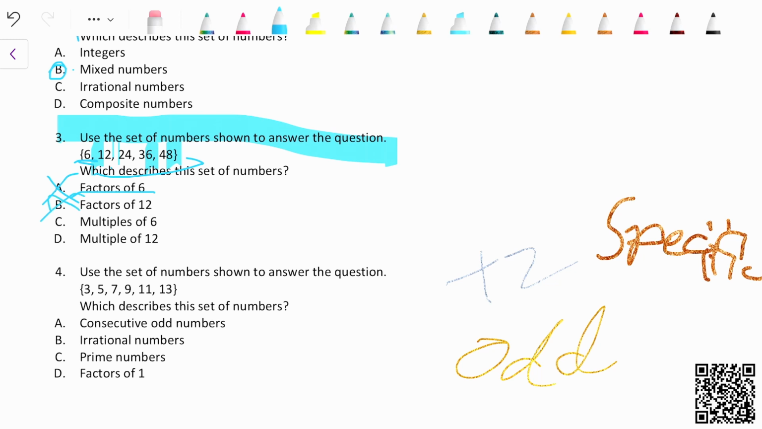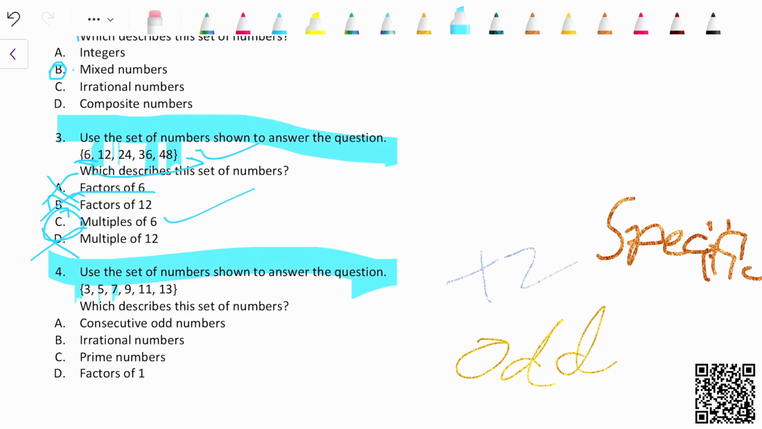It can't be B. Multiples of 6, maybe. Multiples of 12. But then that would mean that 6 was not there, so that means D is not it. So it has to be C. And if you're in practice, you can check: 6 times 1 equals 6, 2 times 6 equals 12, 3 times 6 equals 18, 4 times 6 equals 24, 6 times 6 equals 36, and 8 times 6 equals 48. So, yes, they are all multiples of 6. Easy.